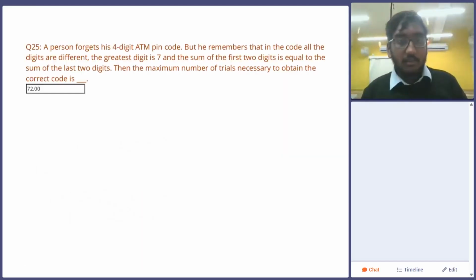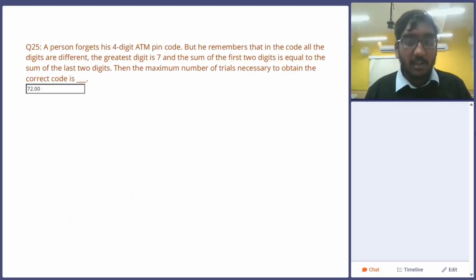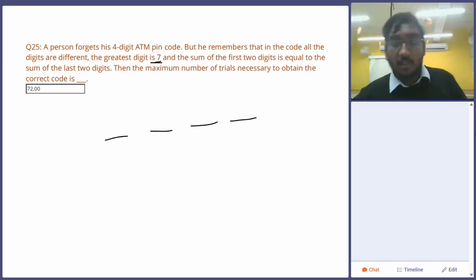And yes, the 25th question is actually from permutation and combination. They have given a man forgets a 4-digit ATM pin, okay? But he remembers that in the code all the digits were different, okay? Let's say 4 digits are there, all digits are distinct, and the greatest digit is 7, okay? This is also given. The sum of the first 2 digits is the same as the sum of the next 2 digits.